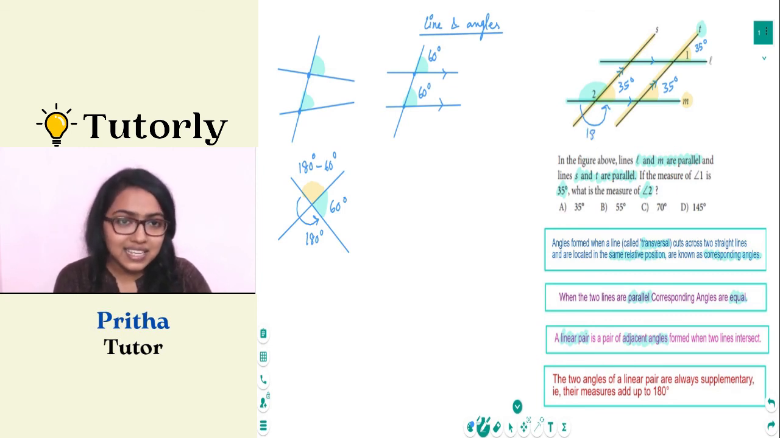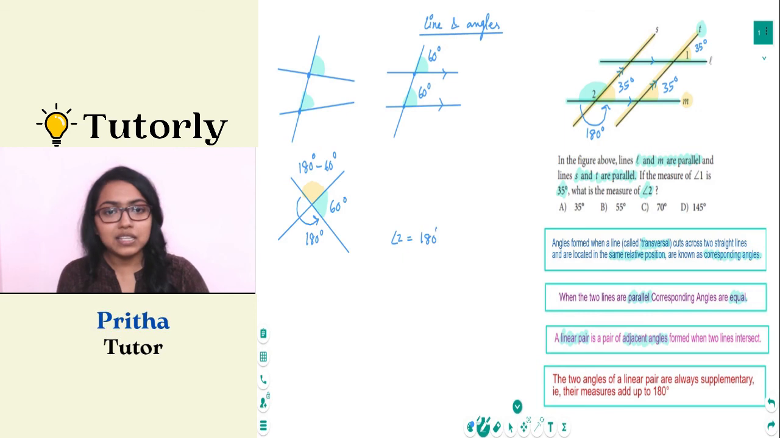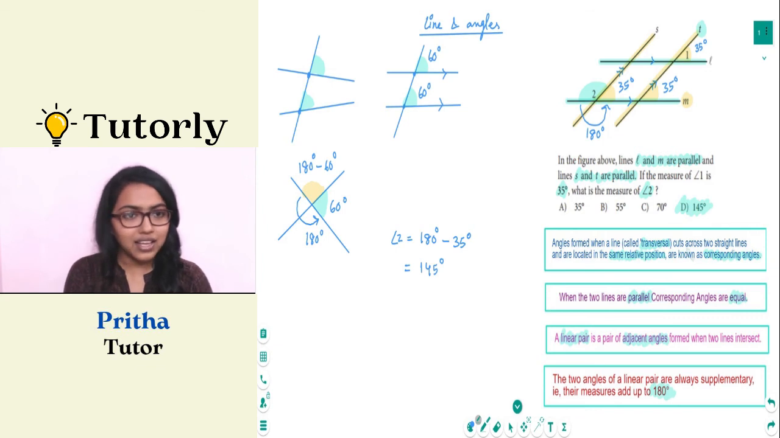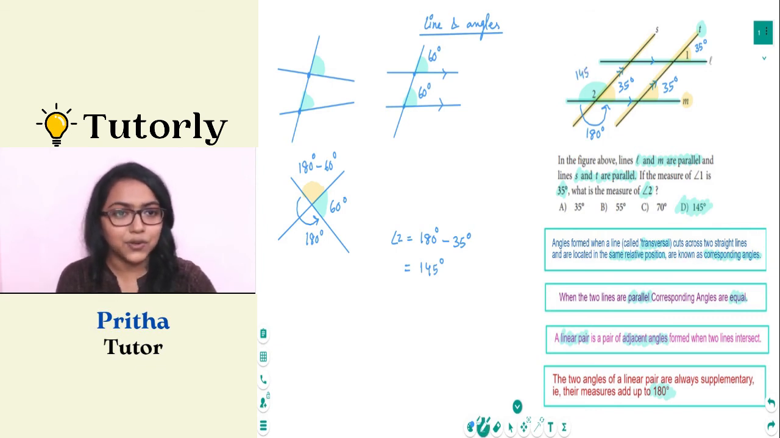So here we can see that angle 2 and this angle are on a straight line. So the sum must be 180 degrees. That means we can write angle 2 is equal to 180 degrees minus 35 degrees, since 35 degrees and angle 2 form a linear pair. All right. So all we need to do here is solve this, and we get 145 degrees. So do we have that? Okay, option D here. So there you have it. Angle 2 is equal to 145 degrees. Thank you.